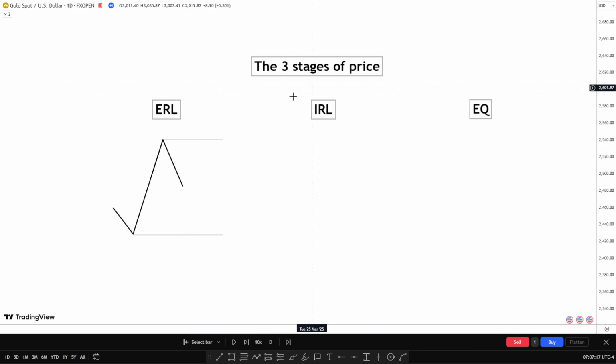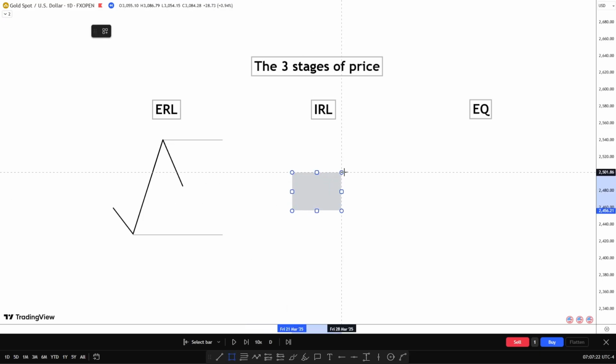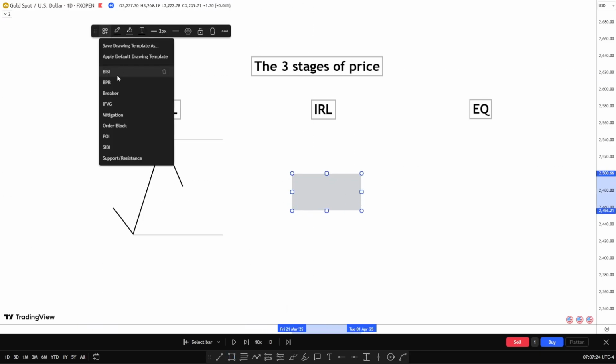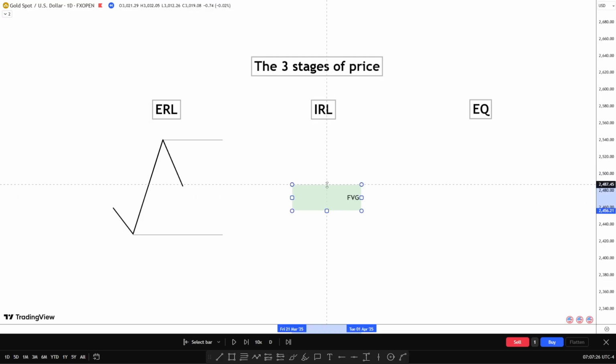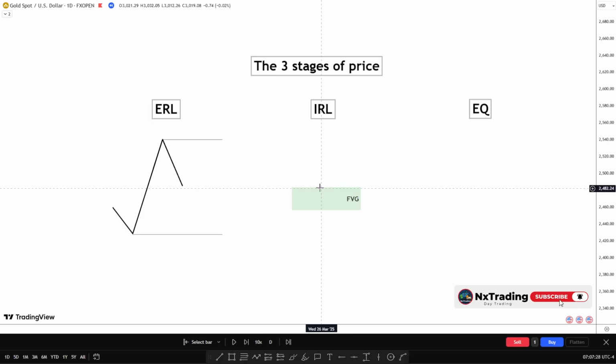Internal range liquidity. Now, what is internal range liquidity? Internal range liquidity is fair value gaps. So that is 3 candle structures leaving a gap in the market full of orders, and price likes to come back to these to then send price in its favor.